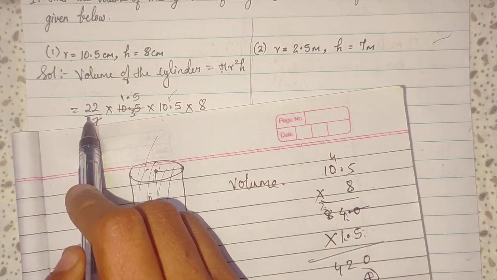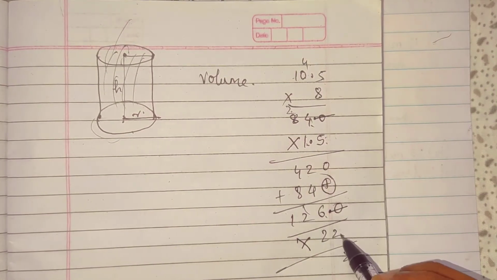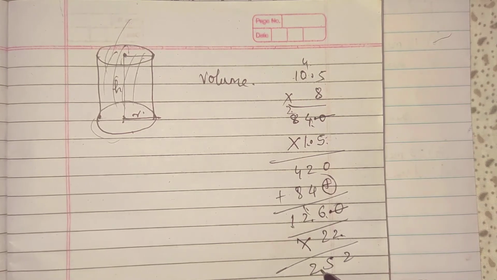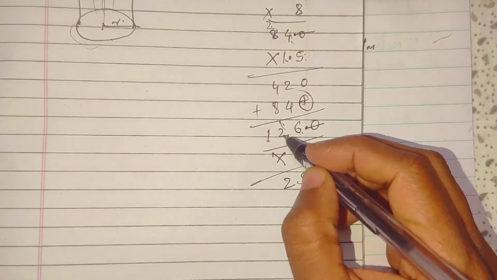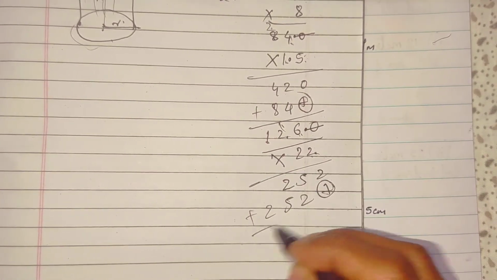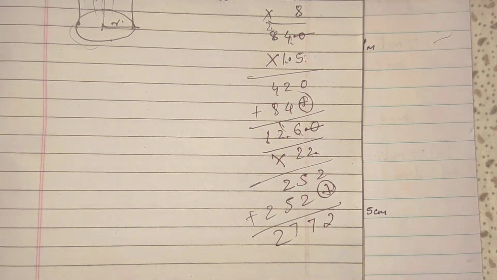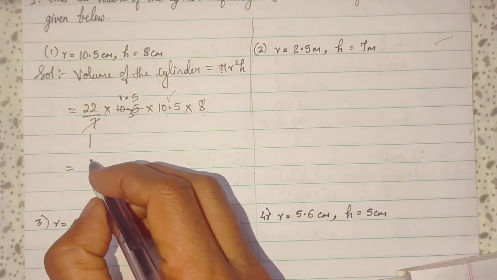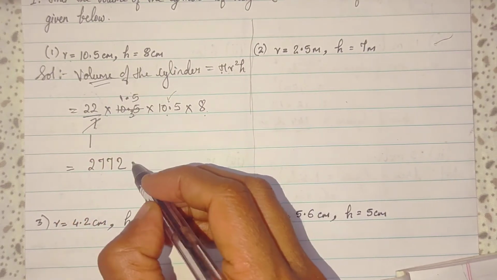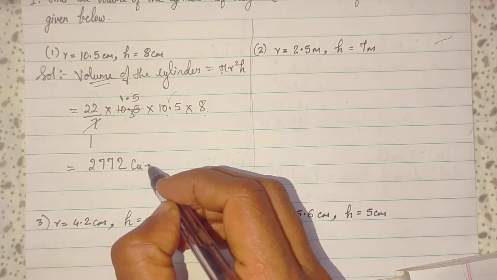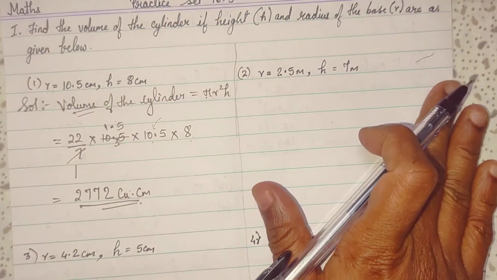Now 126 multiply by 22. 2 6s are 12. 2 2s are 4, 5. 2 1s are 2. Then again 2 6s are 12. 2 2s are 4, 5. 2 1s are 2. After adding we get 2772. So 2772. Volume is always in cubic centimeter. Cubic centimeter. Okay. Now let's do the second sum.